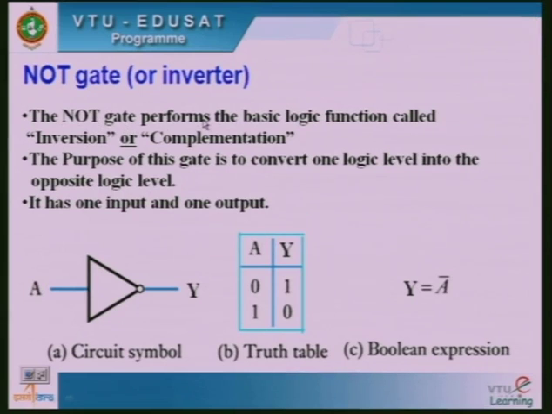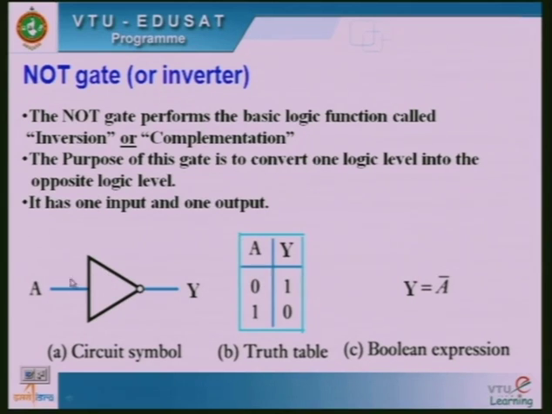The NOT gate performs the basic logic function called inversion or complementation. That's why the NOT gate is also called an inverter or inverting gate. The purpose of this gate is to convert one logic level into the opposite logic level. If 1 is at the input, it converts it into 0, and if 0 is at the input, it converts it into 1. It has one input and one output.